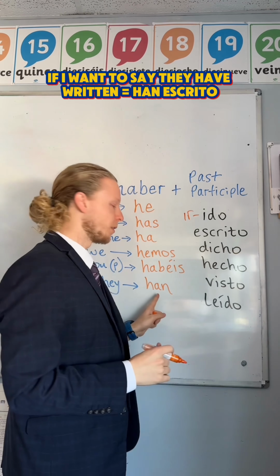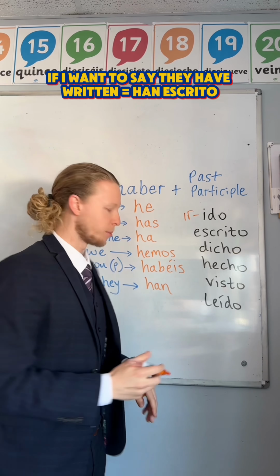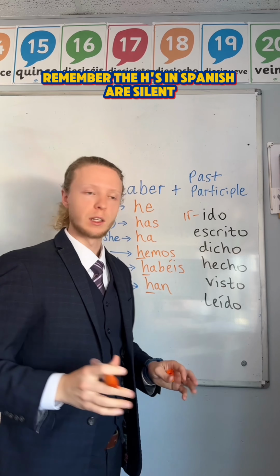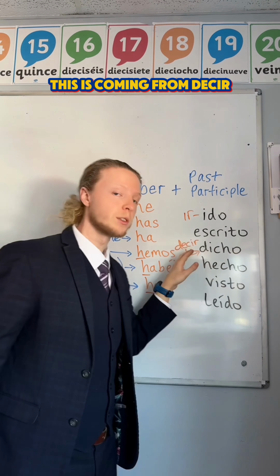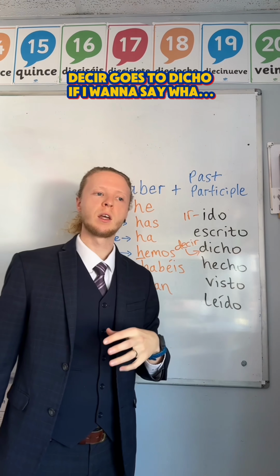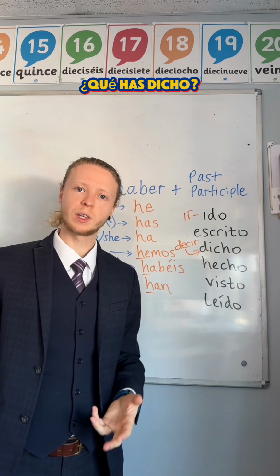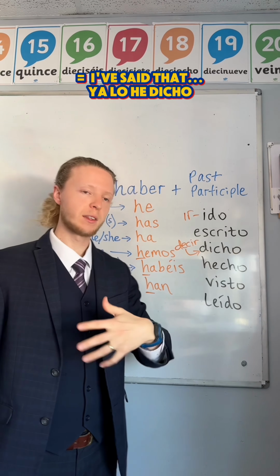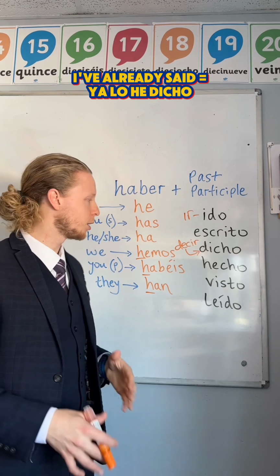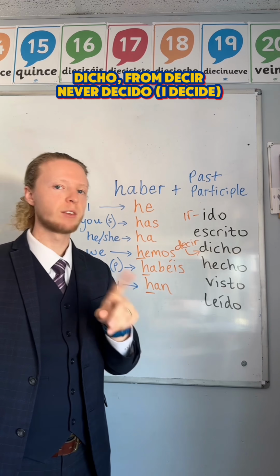If I want to say they have written, han escrito. Remember, the H's in Spanish are silent. Dicho. This is coming from decir. Decir goes to dicho. If I want to say, what have you said? ¿Qué has dicho? He dicho que, I've said that. Ya lo he dicho, I've already said. Dicho from decir, never decido.